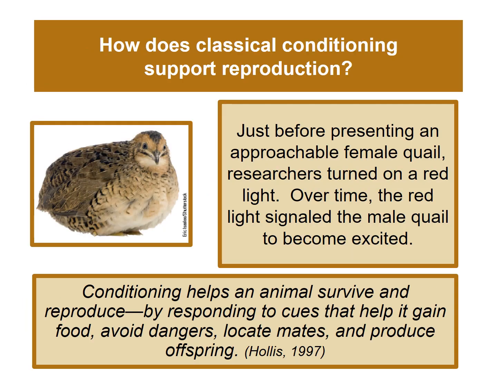How does classical conditioning support reproduction? So just before presenting an approachable female quail, researchers turned on a red light. Over time, the red light signaled the male quail to become excited. Conditioning helps an animal survive and reproduce by responding to cues that help it gain food, avoid dangers, locate mates, and produce offspring.